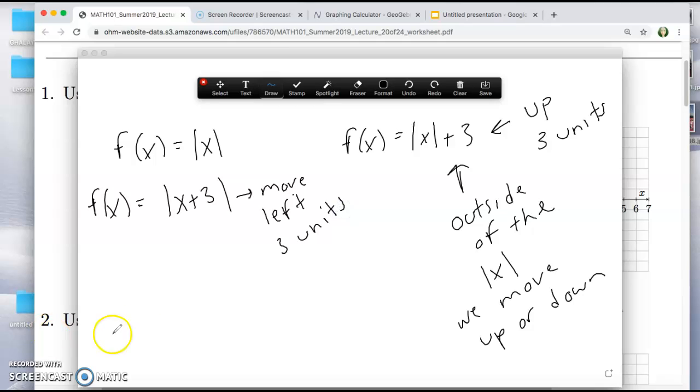Okay, so let's say we have f of x equals the absolute value of x minus 3, with the constant on the inside. Do you notice how the plus 3 and the minus 3 are on the inside of the absolute value? When it's inside of the function, we move left or right depending on the sign. If it's plus, you move left. If it's minus, you move right.